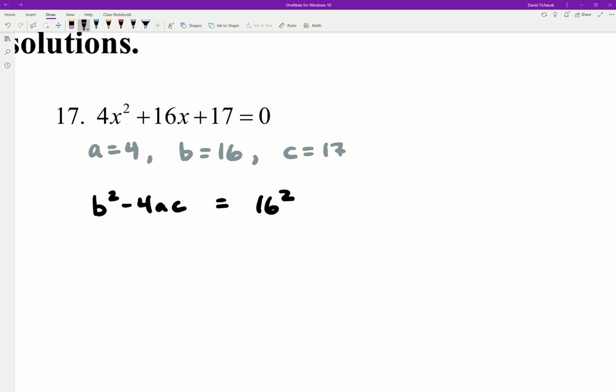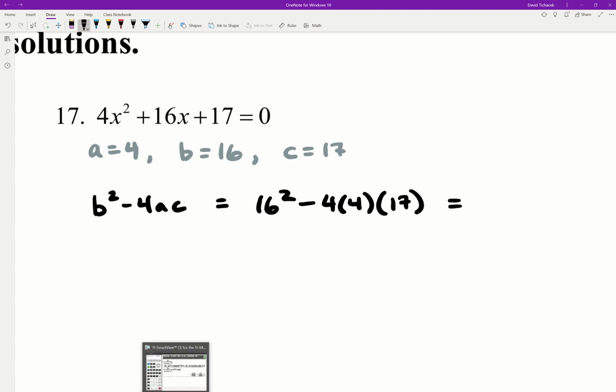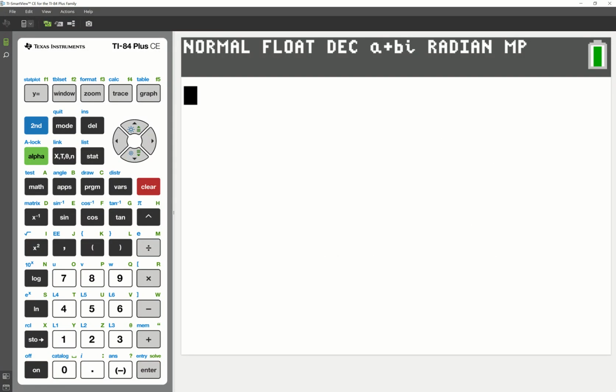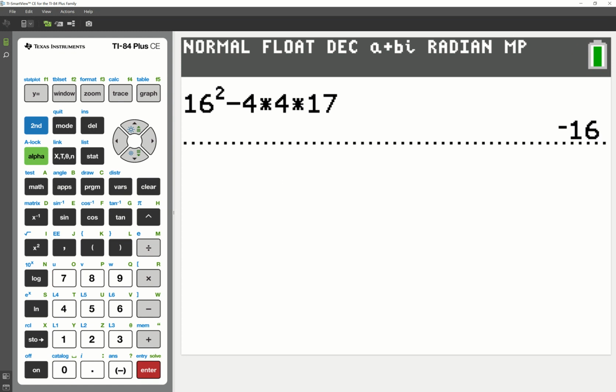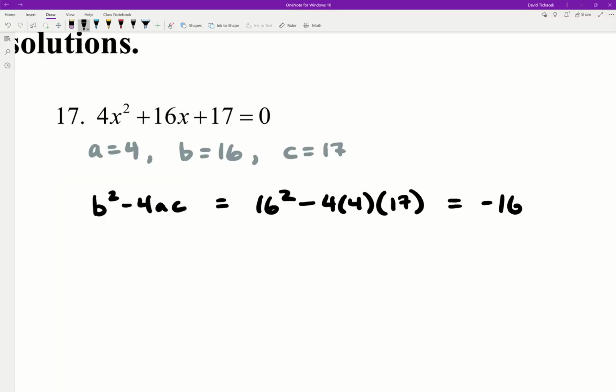then that is going to give me 16 squared minus 4 times a, which is 4, times c, which is 17. And I've got some bigger numbers here, so I'm just going to go ahead and let the calculator do all the heavy lifting here, right? So 16 squared minus 4 times 17. And what I get is actually a negative number, right? So I get a negative 16 here for my discriminant.